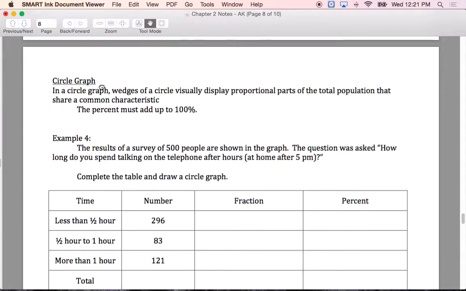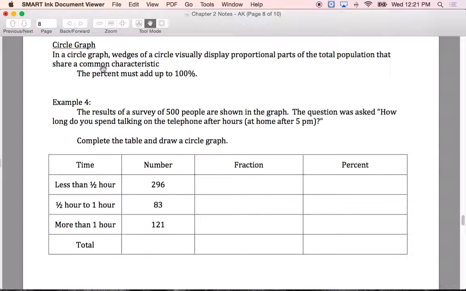The circle graph then is going to be a circle that's divided up into percents. All of your percents have to add up to 100. Every time, you have to add up to 100% with all of your percents. Now they can be slightly off depending on what your rounding is, but it should be very close to 100%.